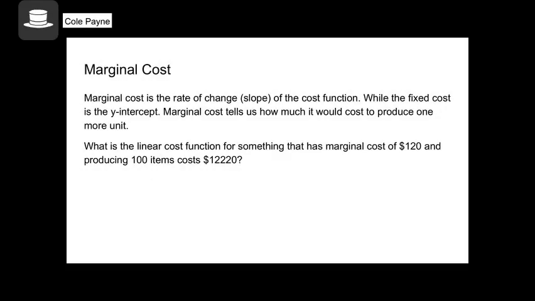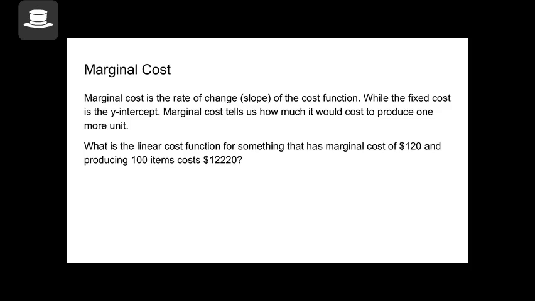Okay, so now we have marginal cost. Marginal cost is the rate of change, again, the slope of the cost function. So while the fixed cost represents the y-intercept, the marginal cost tells us how much it costs to produce one more unit. Again, marginal cost is just the slope.